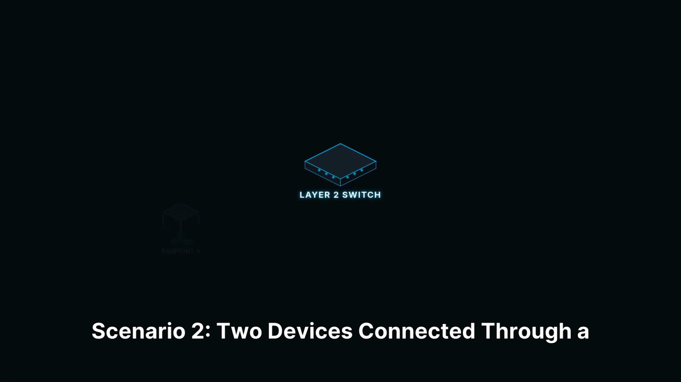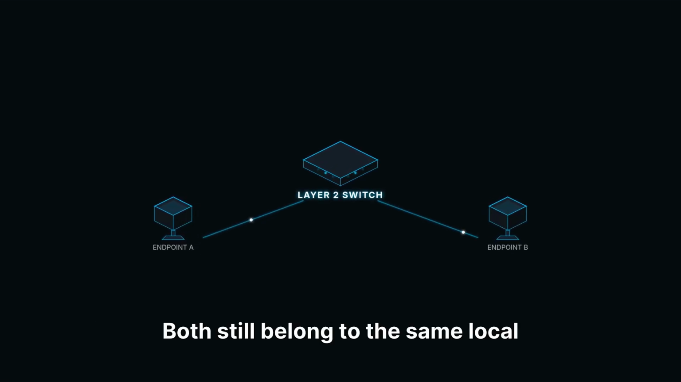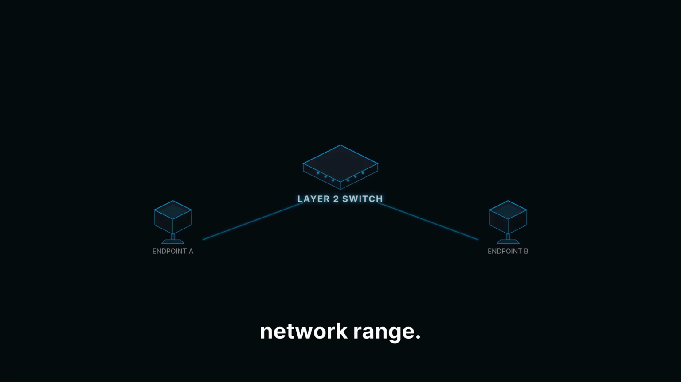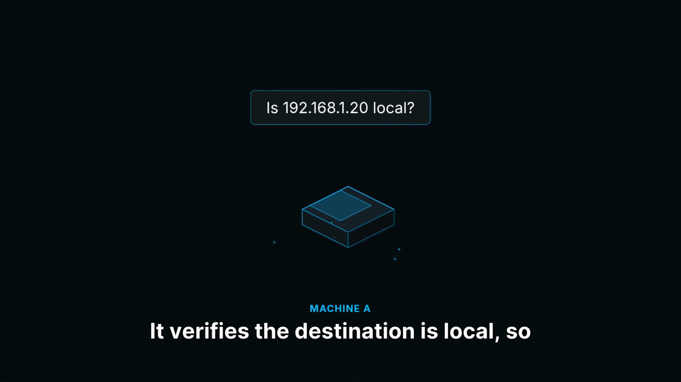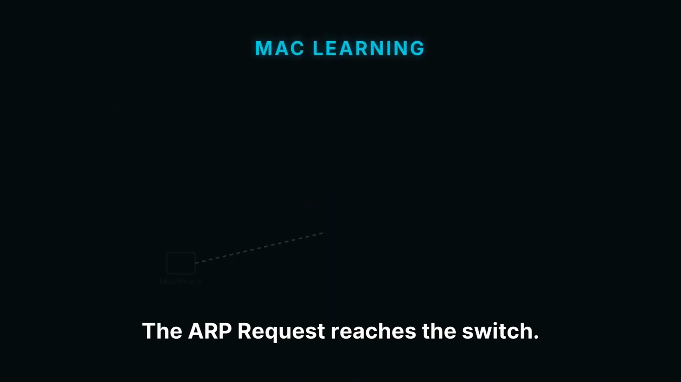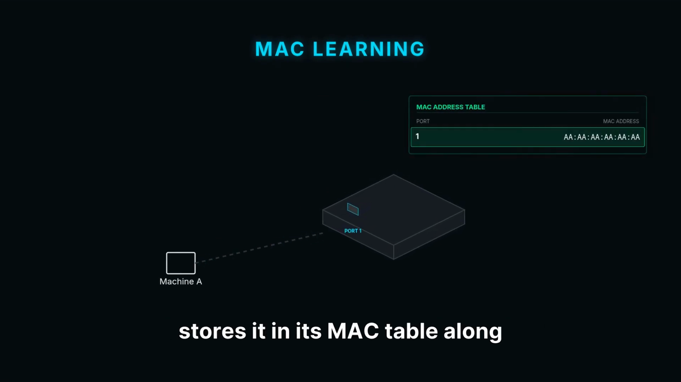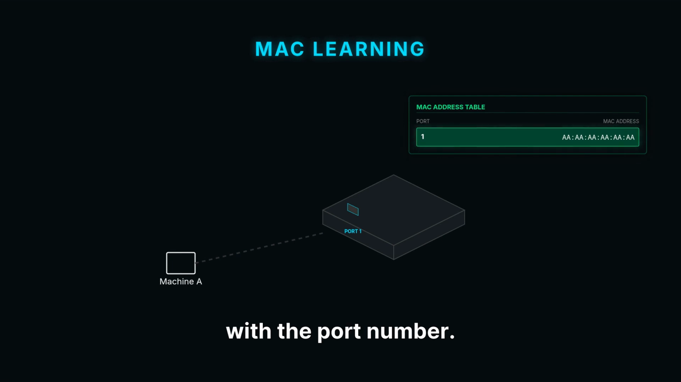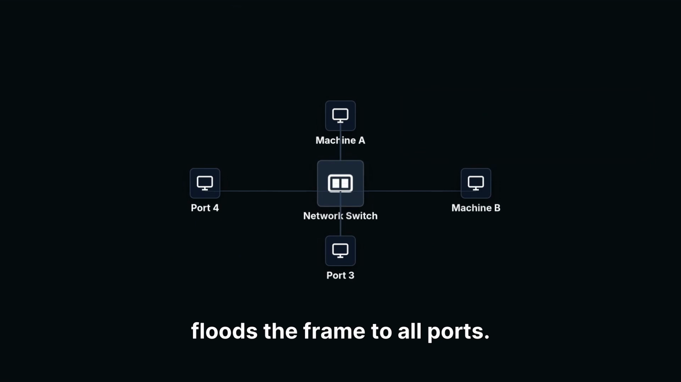Scenario 2. Two devices connected through a layer 2 switch. Both still belong to the same local network range. Machine A types ping 1.20. It verifies the destination is local, so the packet can be sent directly within the LAN. The ARP request reaches the switch. The switch learns the source MAC and stores it in its MAC table along with the port number. Since it is a broadcast, the switch floods the frame to all ports.